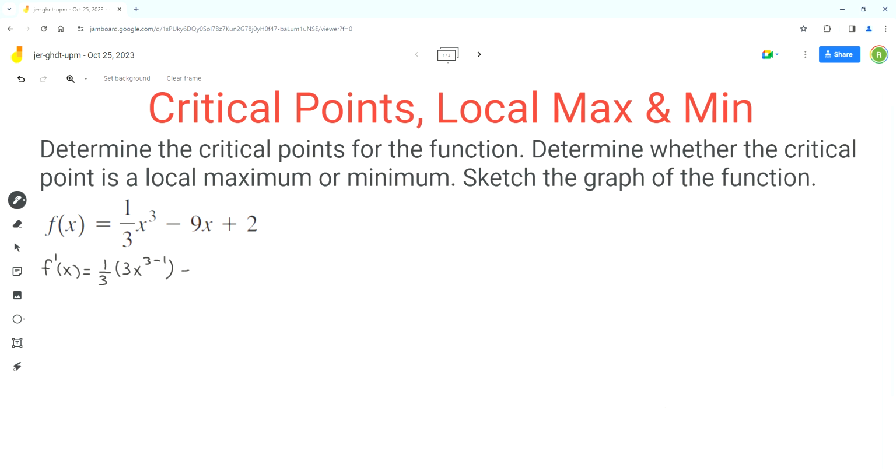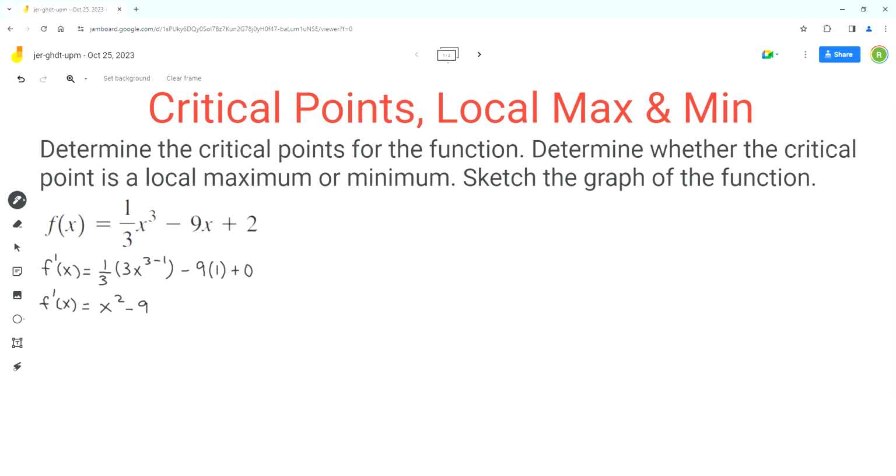Then minus, in the second term, 9 is the coefficient, so it will stay as it is. And the derivative of x is 1. And 2 is a constant, so its derivative is equal to 0. Now we can simplify this expression. So f prime of x: 1/3 times 3 is equal to 1, so we won't write 1 as a coefficient. So we get x squared minus 9. So 9 times 1 is 9 and the 0 goes away.